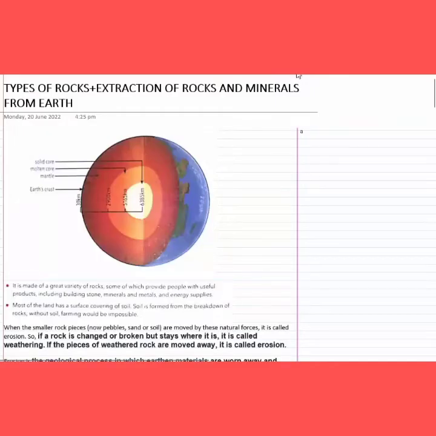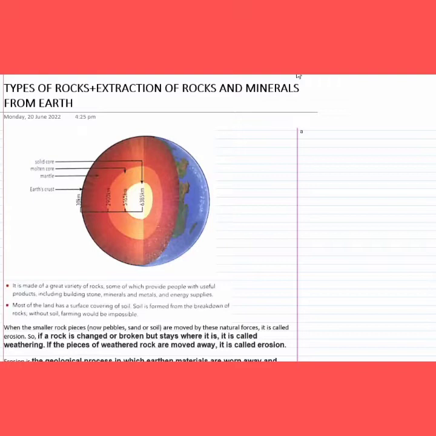Okay, so this is the first chapter. Its name is basically rocks and their extraction. So the first pointer that we will be covering is types of rocks, extraction of rocks and minerals from Earth. As you can see, the Earth consists of three main layers. We have the crust, the mantle, and the core. Crust is the outermost layer, mantle is the layer after that, and then the innermost layer is the core.